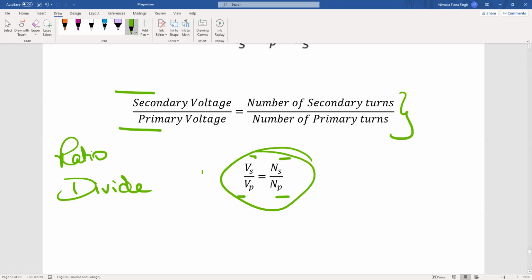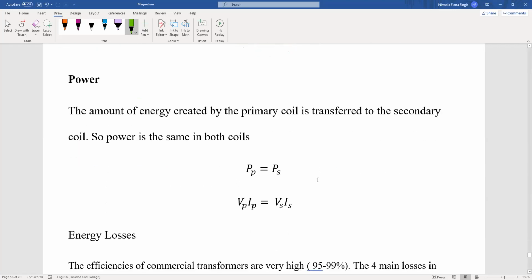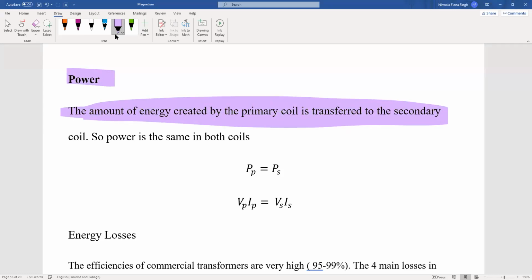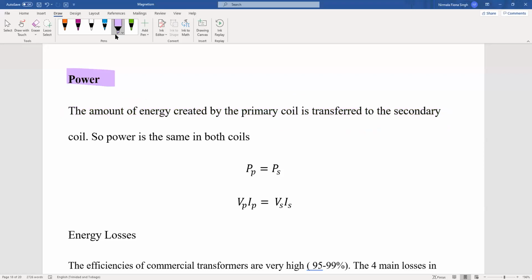Then our next equation, which is really, really simple, is power. The amount of energy created by the primary coil is transferred to the secondary coil. It does not create more power. It does not create any more energy, right? Because remember, according to the law of conservation of energy, energy cannot be created nor destroyed. It can just be transferred from one place to another. And a transformer is one of the most perfect examples of that. You can't get any more perfect than a transformer.